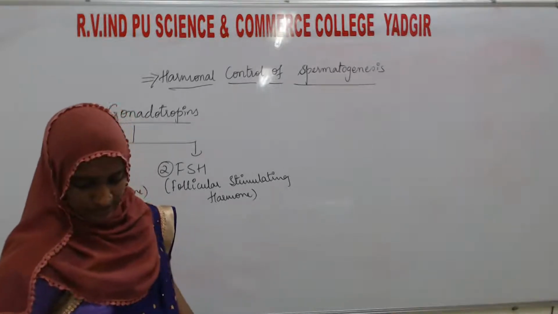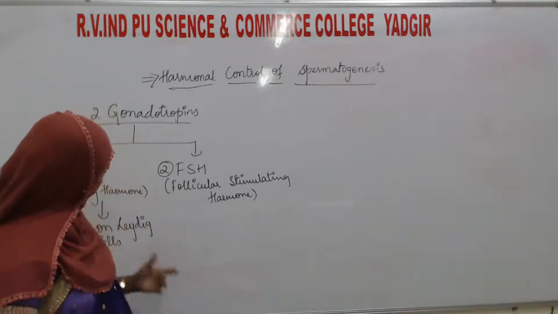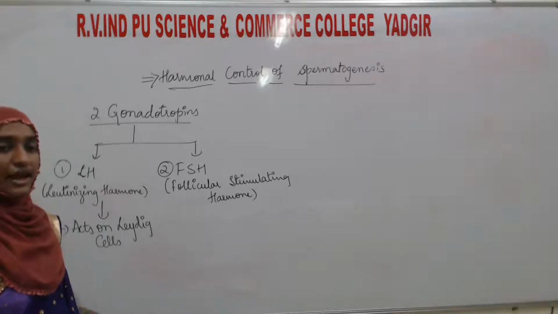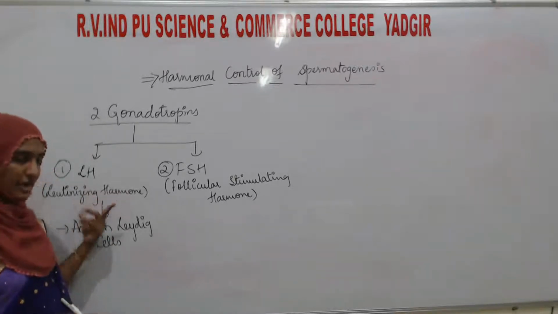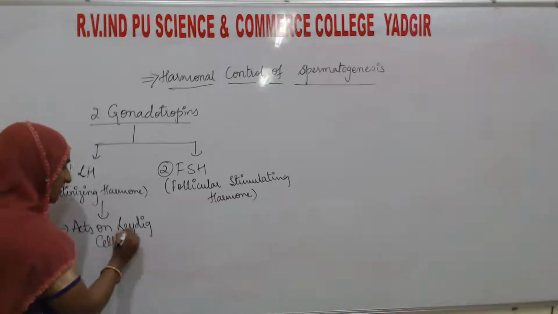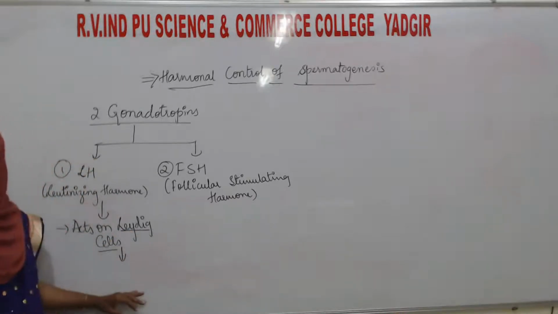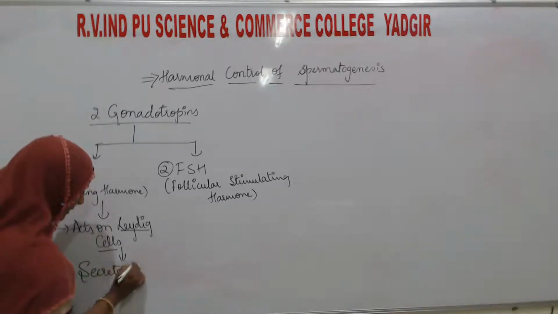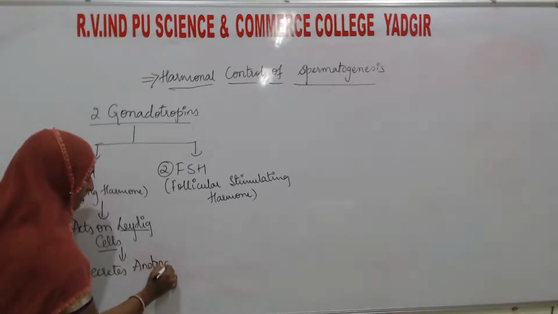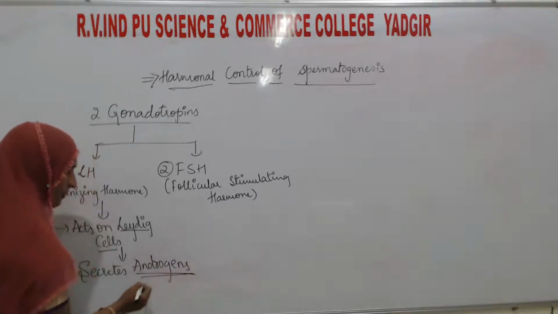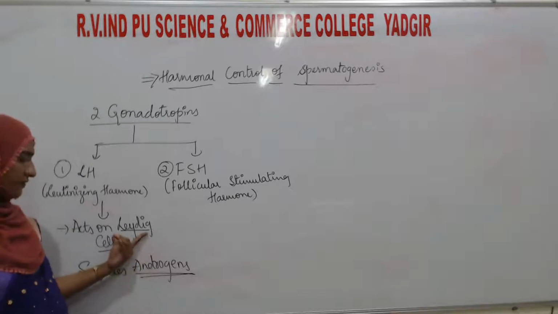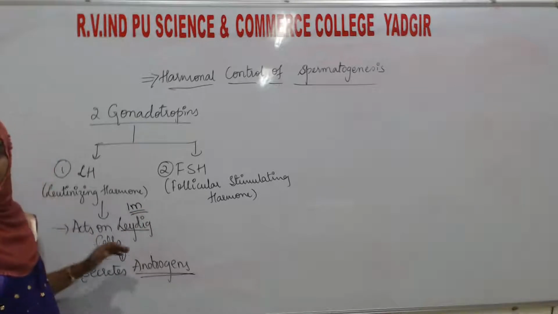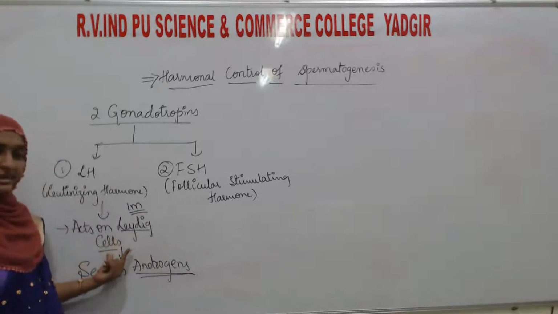See, LH acts on the Leydig cells, which stimulate the synthesis and secretion of androgens. This luteinizing hormone acts on the Leydig cells, meaning these Leydig cells will start to release the androgens. Androgens are the male sex hormones. Which cells secrete them? Leydig cells. This is a 1 mark question. Leydig cells secrete what?